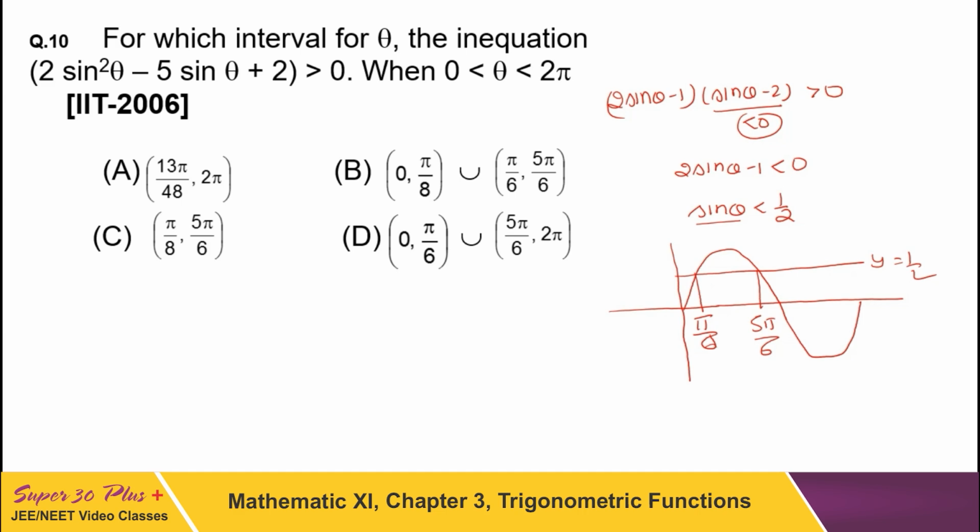The region is 0 to π/6 and 5π/6 to 2π, in which the graph of the line y equal to half is above the graph of sinθ. Means your answer is 0 to π/6 union 5π/6 to 2π. Option D is the correct answer. This question came in the IIT JEE 2006 examination.